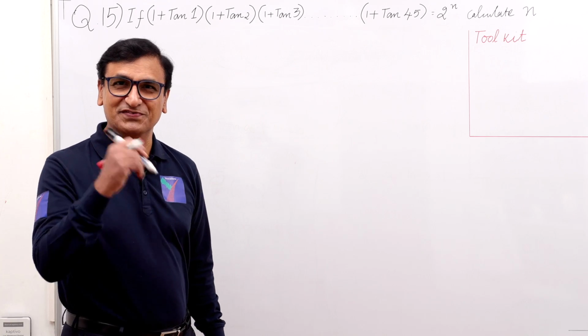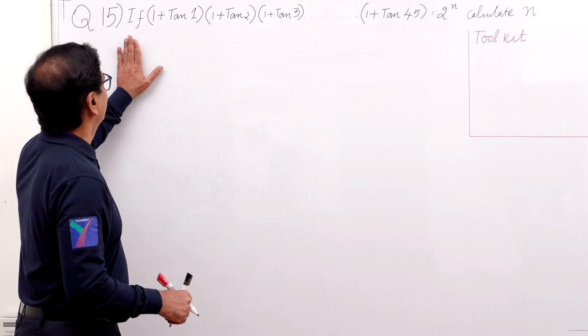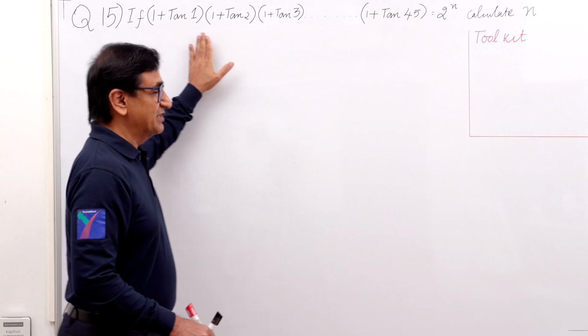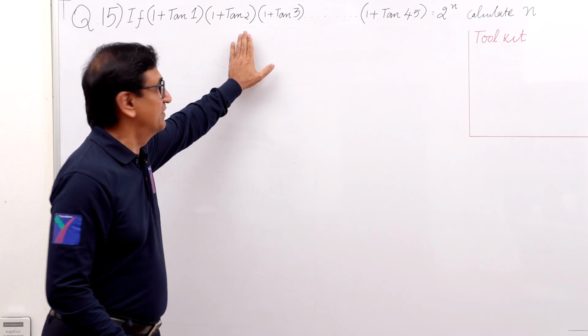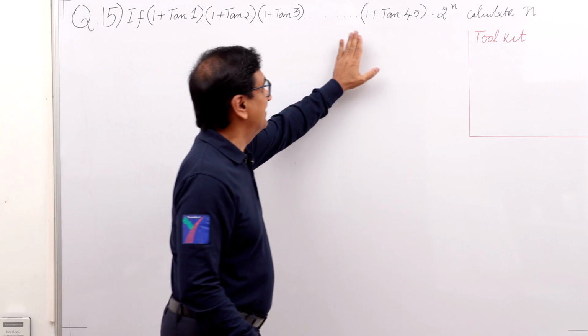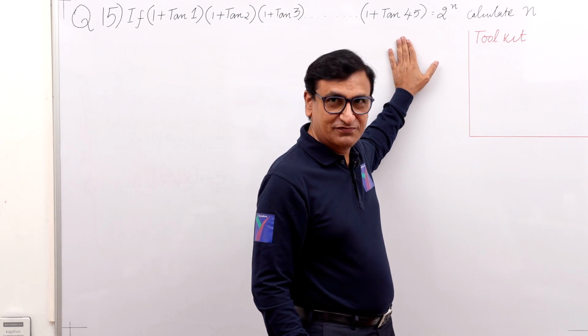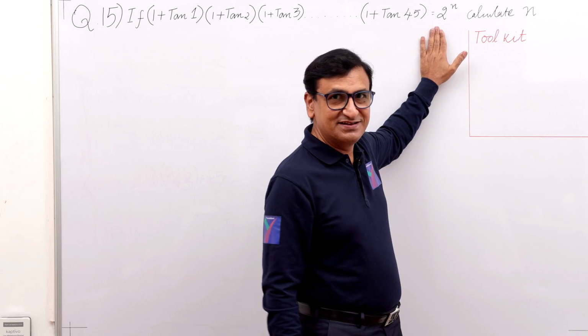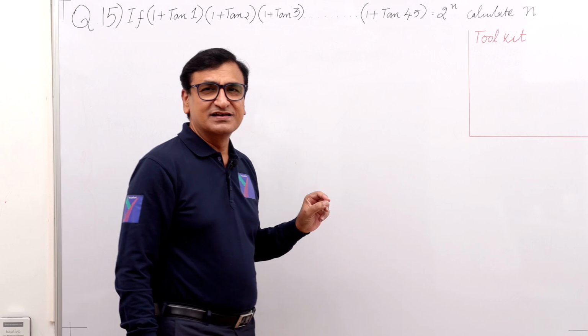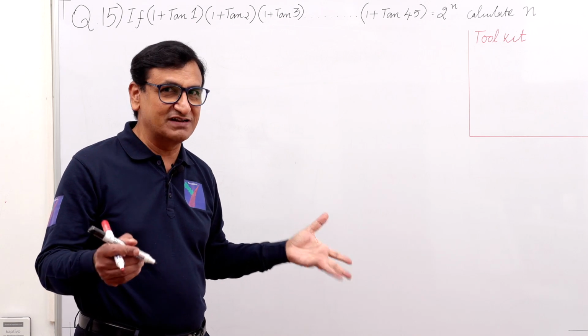Let's go to question number 15. It reads like this. If (1 + tan 1)(1 + tan 2)(1 + tan 3) and so on up to (1 + tan 45) equals 2 to the power n, calculate the value of n. This is sort of a telescoping product, shall we say.